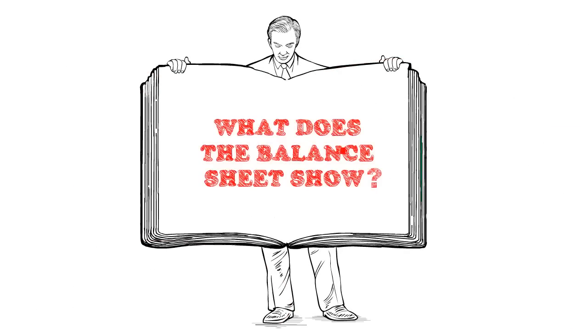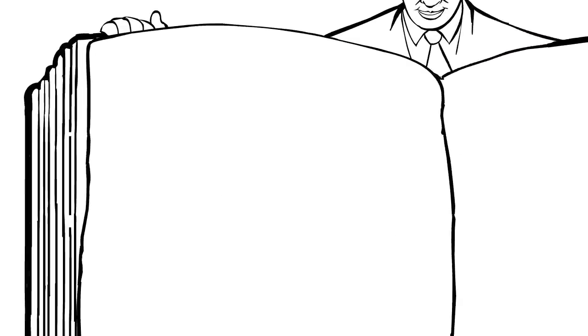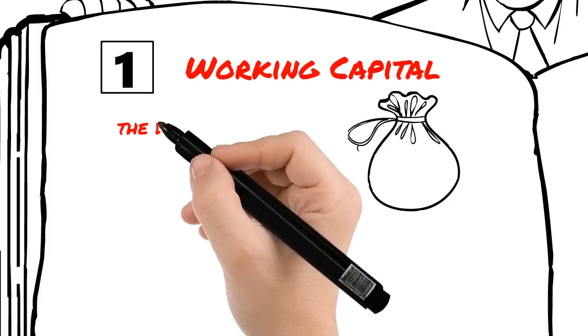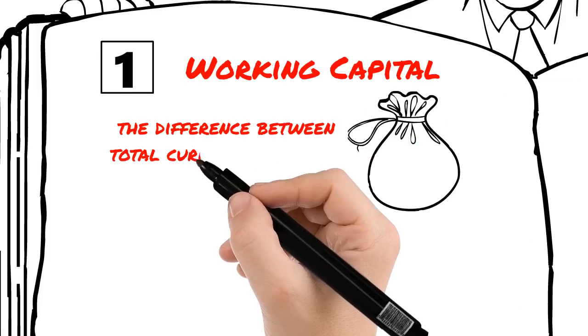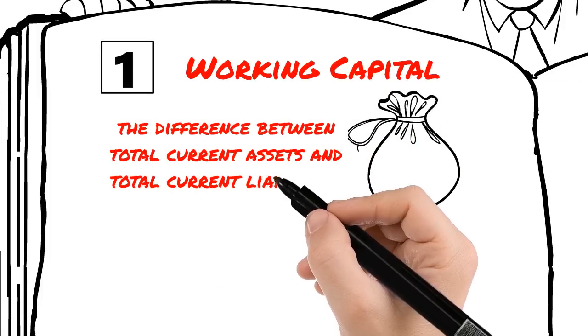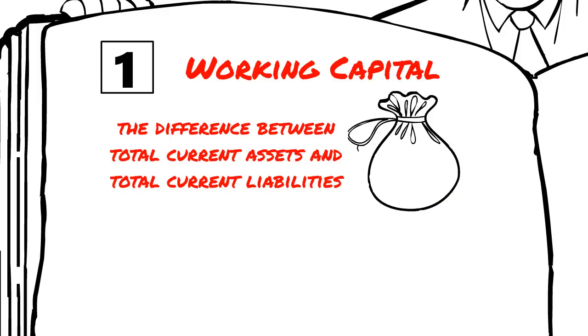What does the balance sheet show? Working capital: this is the difference between total current assets and total current liabilities. It shows the amount of current assets that is left if all current debts are paid.